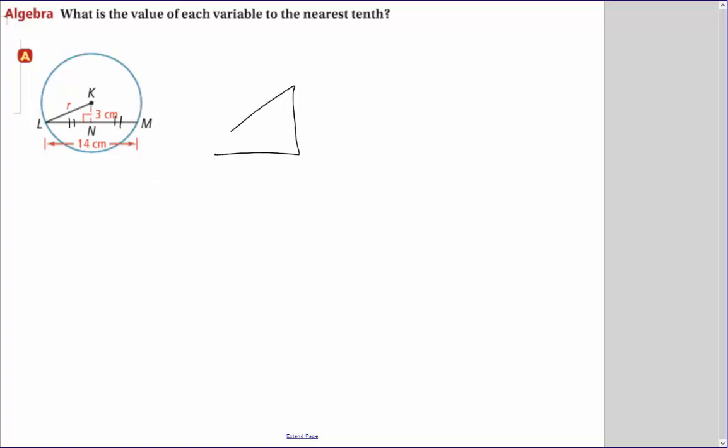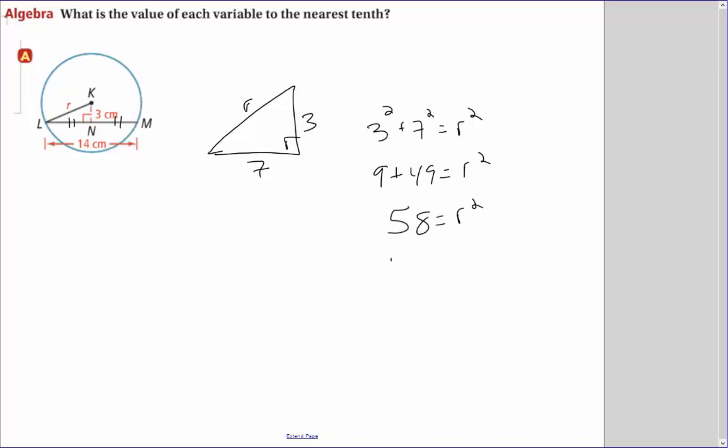So I have a right triangle. This is 3, this is 7, this is R, 90 degrees. Pythagorean theorem: 3 squared plus 7 squared equals R squared. So 9 plus 49 equals R squared. I have 58 equals R squared. The square root of 58 equals R. I want to round to the nearest tenth. So if I do the square root of 58 and round to the nearest tenth, it's 7.6. So R is about 7.6 centimeters. That's the radius.